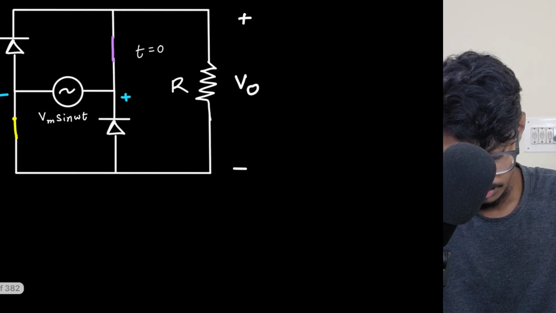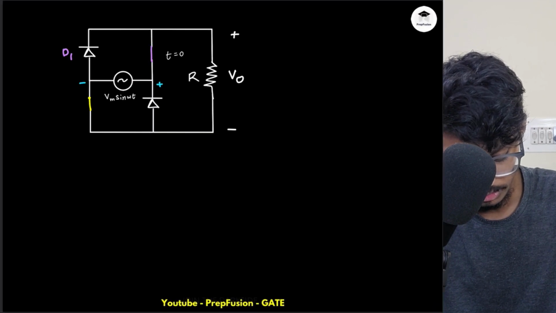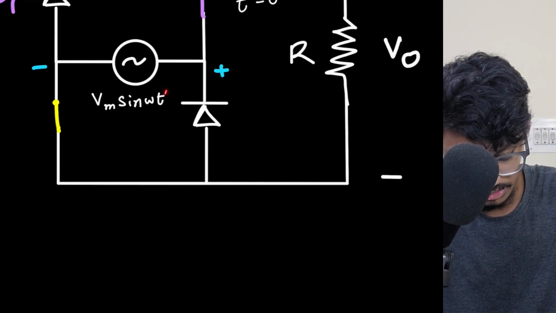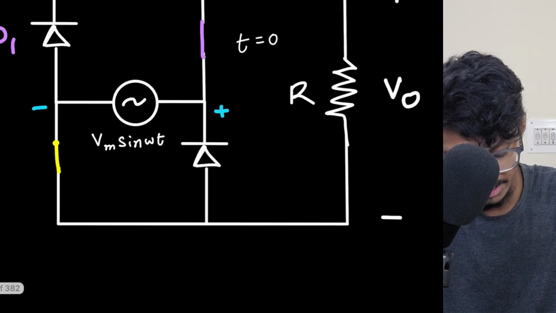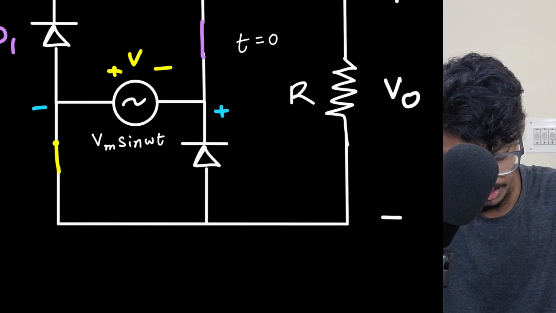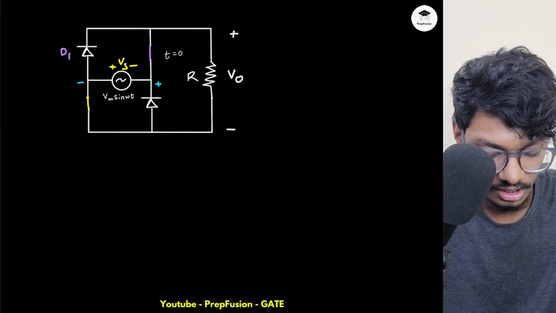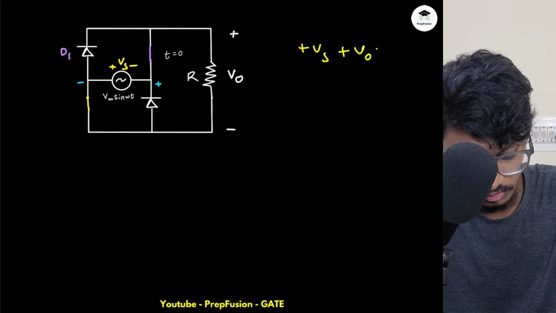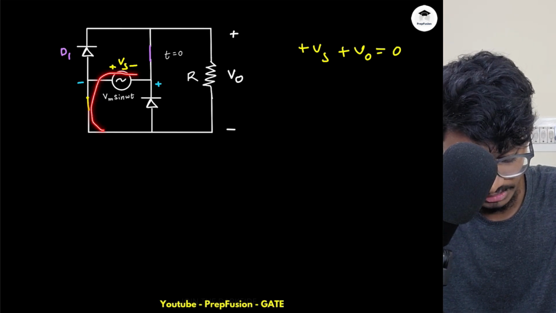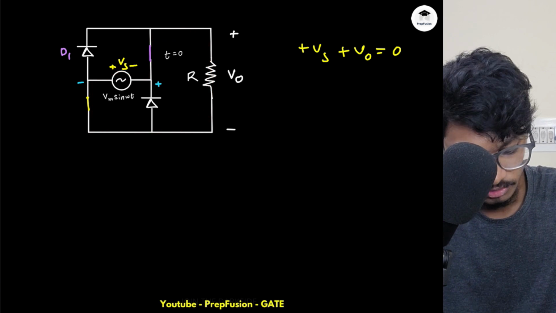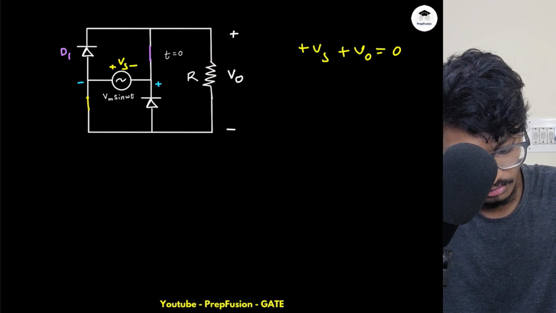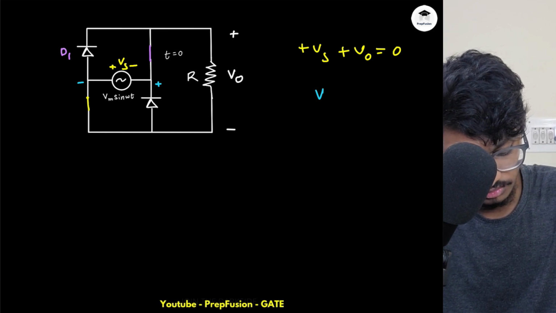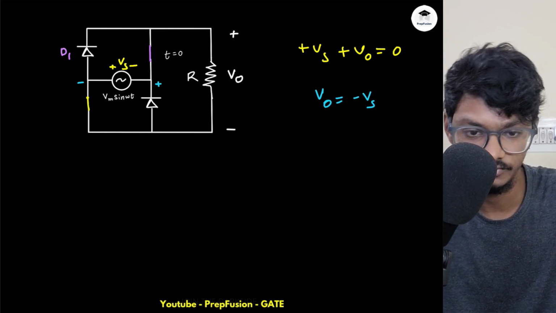I will go through this. These signs are here just for the understanding sake. This is Vs, and the initial actual polarity was like this, plus minus Vs. The actual polarity, initial polarity was like this. So I will go through this: plus Vs plus VO will be equal to 0. I'm applying my KVL like this. So my VO is equal to minus of Vs. VO is equal to minus of Vs.